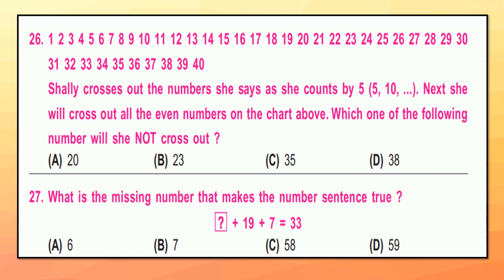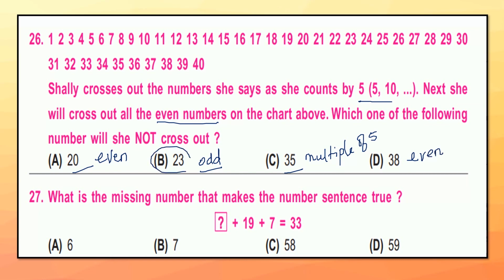Shali is going to cross out those numbers that come in skip counting by 5 and she also crosses out all the even numbers. So what is the number that she will not cross out? 20 she will cross out because it's an even number and it is also a multiple of 5, and 23 is an odd number. It is not a multiple of 5. Let's see 35. 35 is also a multiple of 5 in skip counting by 5. So therefore she would cross out 35 also because it is a multiple of 5. 38 is an even number, so that also will be crossed out. So the number that will not be crossed out is option B, 23.